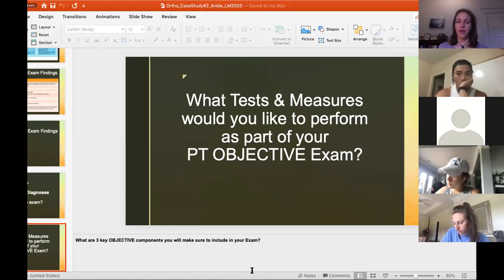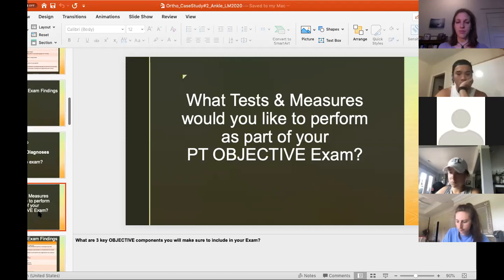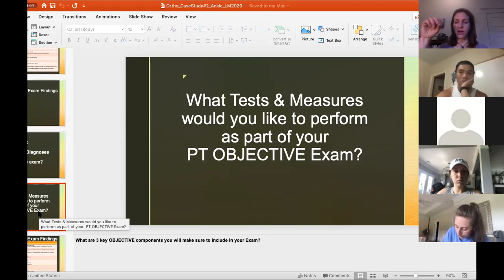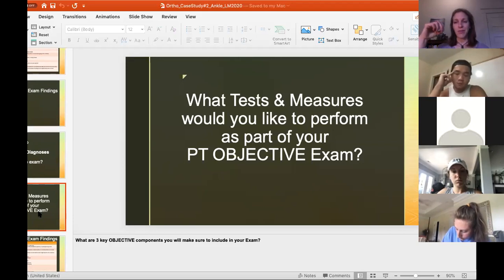Okay. And then what tests and measures would you like to perform as part of your objective exam? So we took a pretty comprehensive subjective. She's told us a lot of good information, but then what do we want to be selecting? What do we want to be really picky about to rule in, rule out some of these things that we have a little bit of doubt about? So for example, I'm choosing to do a neuro screen because her foot falls asleep. So I don't think it's neuro, but I want to rule that out. So I want to do the neuro screen to rule out versus rule in. So that's part of our decision making as we select those tests and measures.